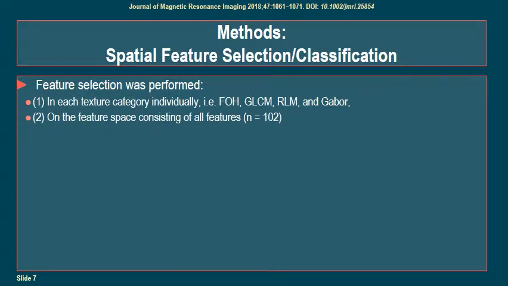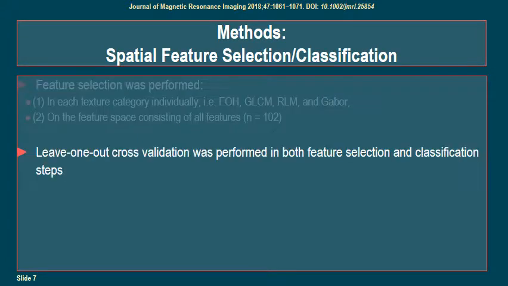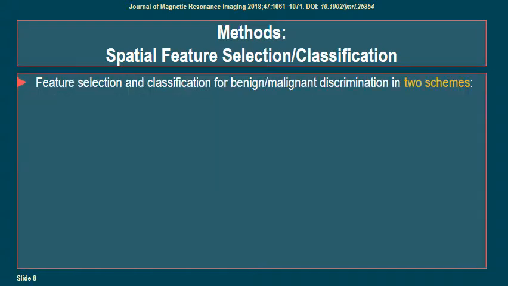And in the second strategy, we used the conventionally applied method where all features are accumulated in a feature space and feature selection is applied on all the features. Leave-one-out cross-validation was performed in both feature selection and classification steps.